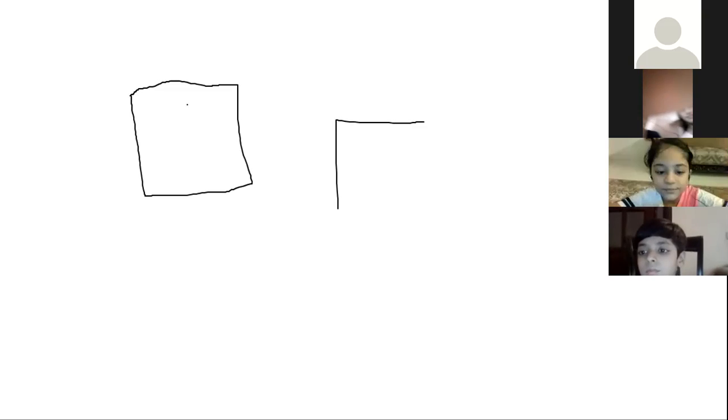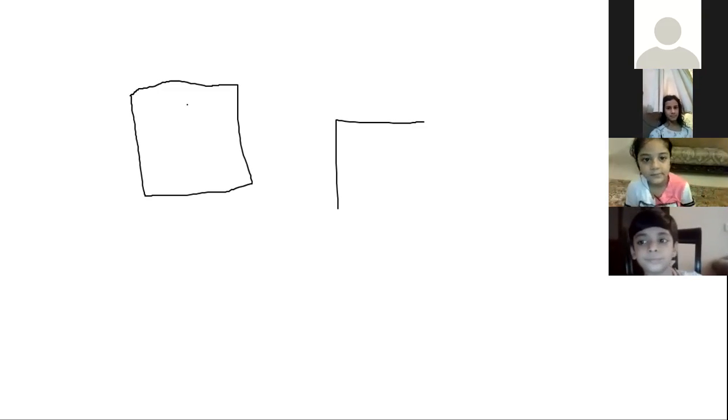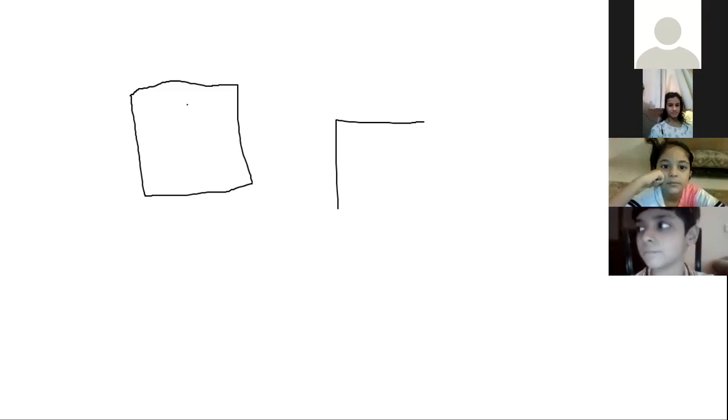The first picture is complete. That's why you get that it's a square. The second picture is incomplete. That's why you didn't get it. Okay. Same goes with the independent clause and dependent clause. Okay. What is clause? सबसे पहले तो आप ये understand करें कि clause क्या होता है.